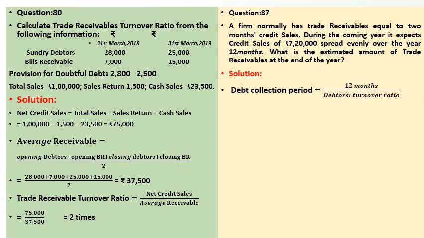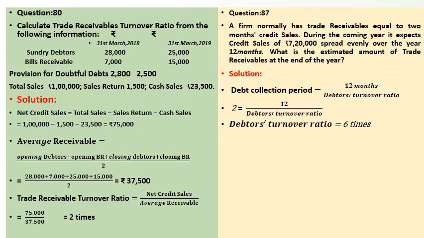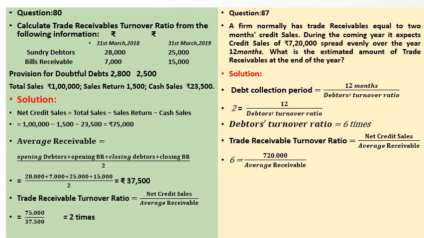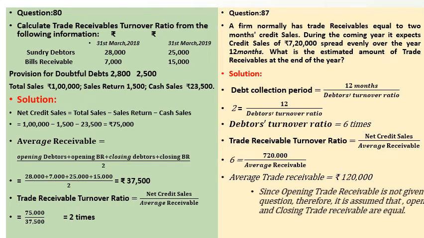So now we'll find debt collection period, which is equal to 12 months divided by debtors turnover ratio. This formula is sometimes called debtors velocity. Debt collection period is given as 2 months. So 2 is equal to 12 divided by debtors turnover ratio. From here we'll calculate debtors turnover ratio is equal to 6 times. Now trade receivable turnover ratio formula is net credit sale by average trade receivable. So 6 times is equal to 7,20,000 by average trade receivable, and average trade receivable is therefore 1,20,000.